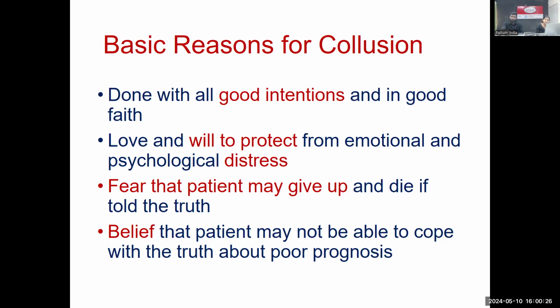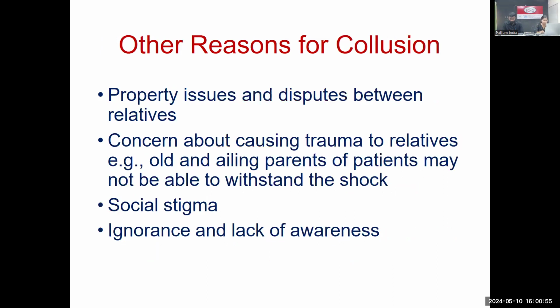So, fear that the patient may give up and die if told the truth. This is one of the reasons why we withhold the information. Fear that the patient might give up, fear that the patient might commit suicide if he comes to know about the information. If told the truth, we believe the patient may not be able to cope with the truth about poor prognosis. So we assume the patient won't be able to take up the information, and then we withhold it, right? So these are the reasons for withholding the information.